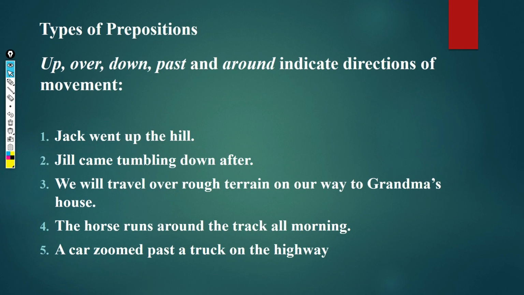Now, up, over, down, past and around indicate the directions of movement. Let us see the examples. Jack went up the hill. The preposition is up. Jill came tumbling down after. We will travel over rough terrain on our way to grandma's house. The horse runs around the track all morning. A car zoomed past a truck on the highway.